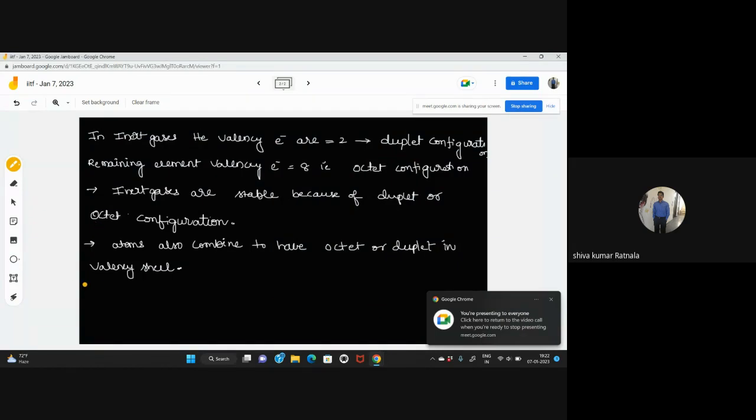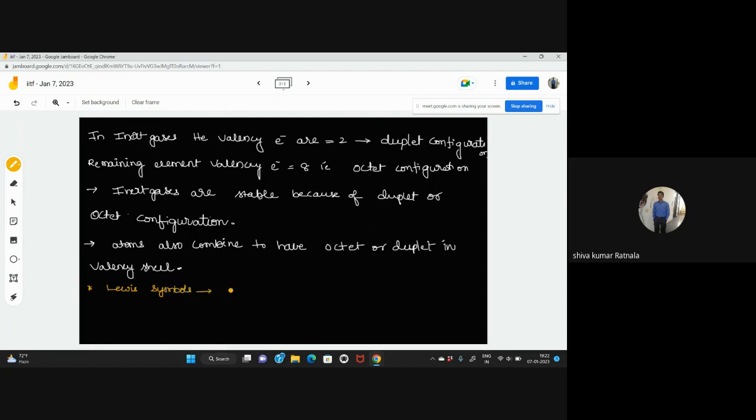Now, Lewis symbols. How will we write these Lewis symbols? We are going to write them representing valence electrons.